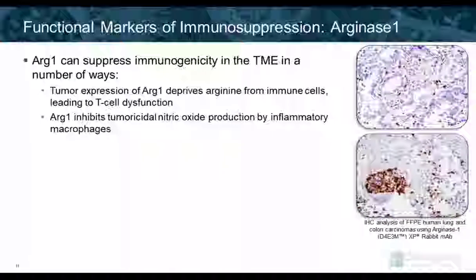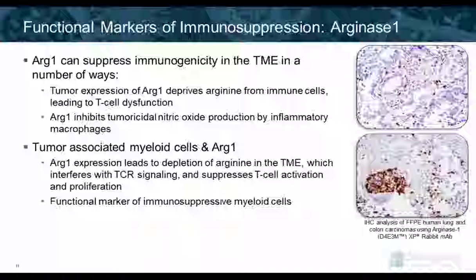Moving on to arginase 1, it can be expressed by tumor and myeloid cells and can also lead to immunosuppressive conditions within the tumor microenvironment. Tumor expression of arginase 1 can deprive immune cells of arginine, leading to T cell dysfunction. Arginase also inhibits tumoricidal nitric oxide production by inflammatory macrophages. Expression of arginase by immune cells within the TME can have similar immunosuppressive functions. And here on the right, we have some single-plex stains of a human lung carcinoma. Actually, these are both human lung carcinomas on the top and the bottom. And here we see arginase mostly expressed by immune cells, and we're not seeing any expression on tumor cells.